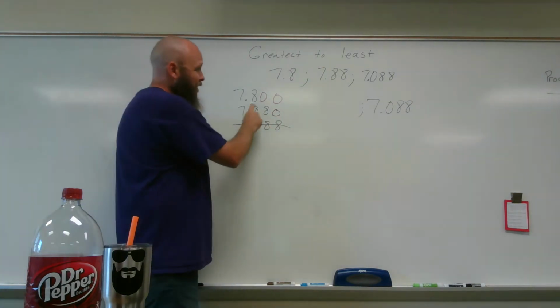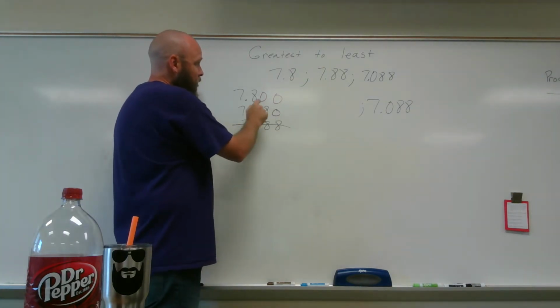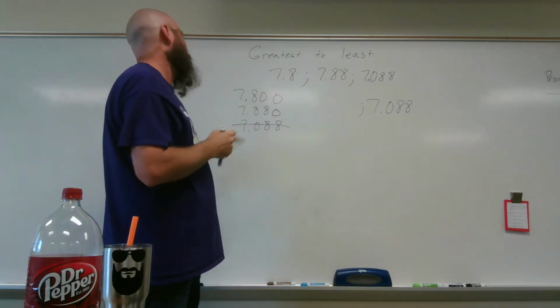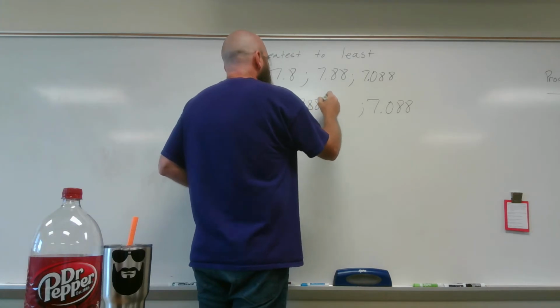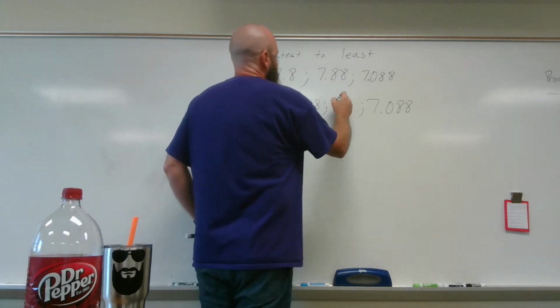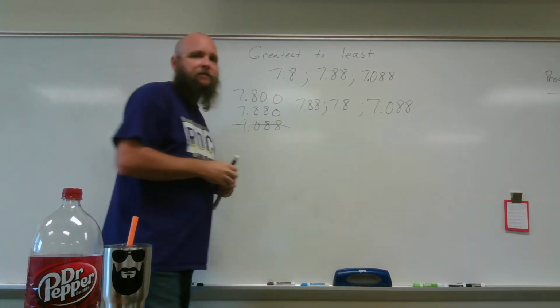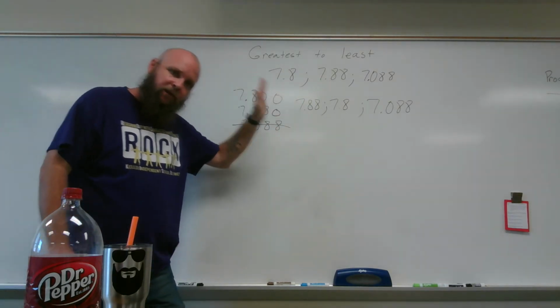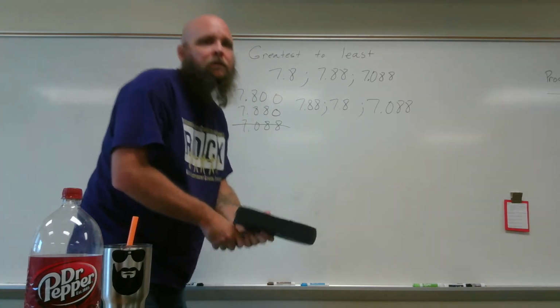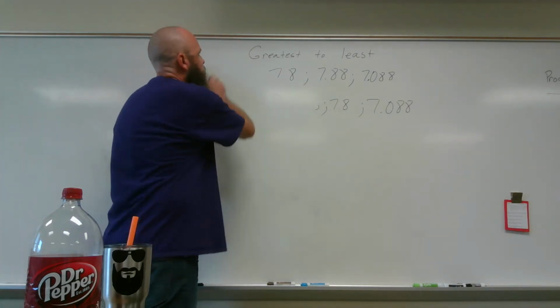Now I can look: 800, 880. So my biggest is 7 and 88 hundredths, followed by 7 and 8 tenths. If you write them down lining up the decimal points, it makes it real easy. Now, one other thing I want to show you.